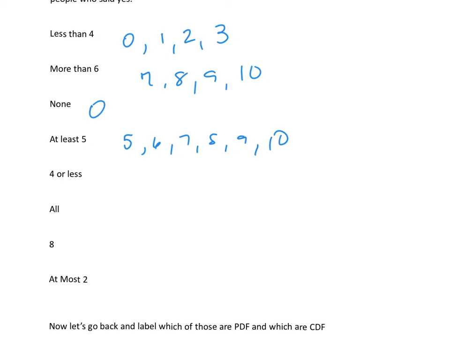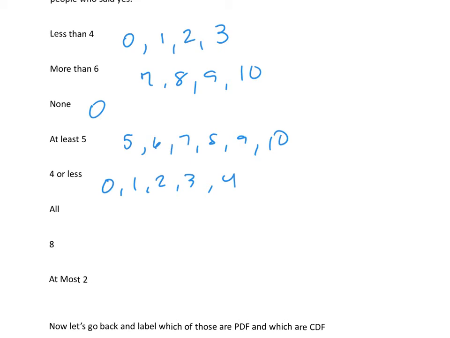4 or less starts with 4 and goes down. I always put my numbers in order, by the way. So if you did 4, 3, 2, 1, 0, it's not wrong. It's just, know your system. 4 or less does include the 4. Less than 4 does not.